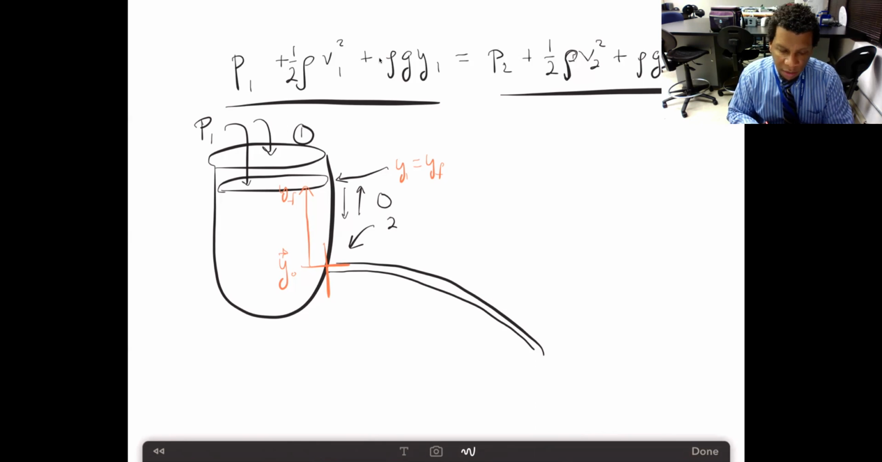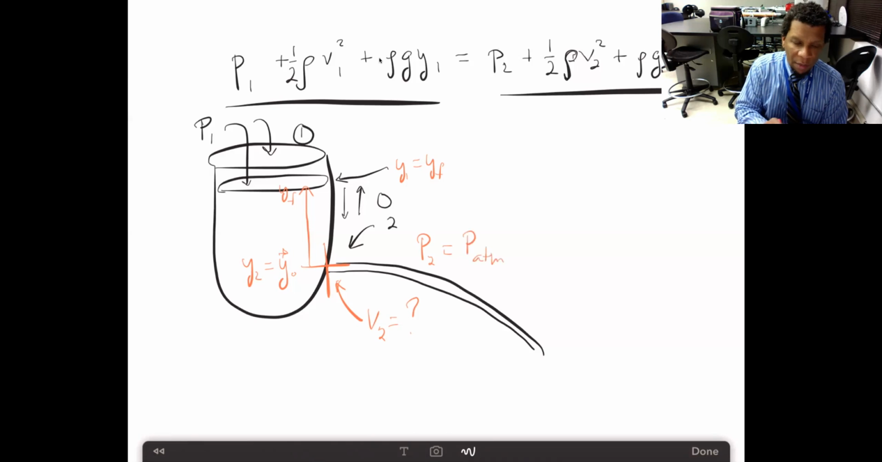And on the right-hand side, you're going to have y2 equaling y initial. So in this case, it'll just be 0 since we're setting our origin there. And then we have a velocity coming out at this second position. And this velocity is what we're going to calculate. I'm just going to call that V sub 2. And we also have a pressure out here, okay? P sub 2. This is atmospheric pressure. So I can just say P ATM, that's atmospheric pressure. And this is also equal to P1 because the atmosphere is all around.